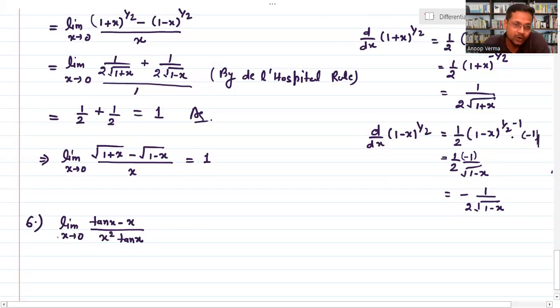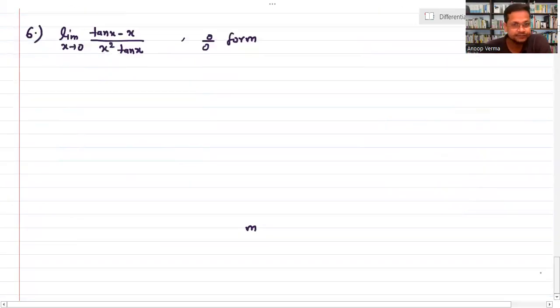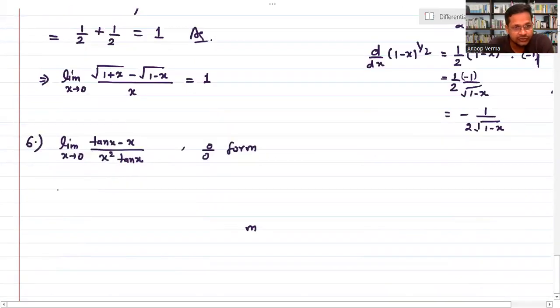Okay, if you are putting x equals to 0, you will get simply infinity upon infinity. So it will be infinity upon infinity form. Indeterminate form, infinity upon infinity, you can apply the L'Hospital rule. Okay. So for applying L'Hospital rule, we can take the derivative.